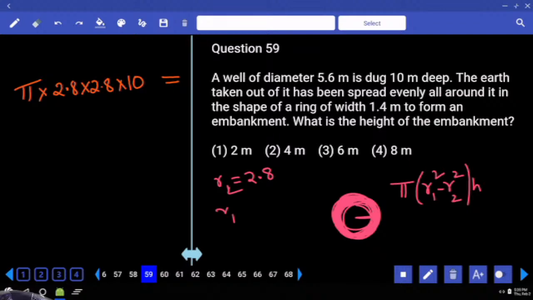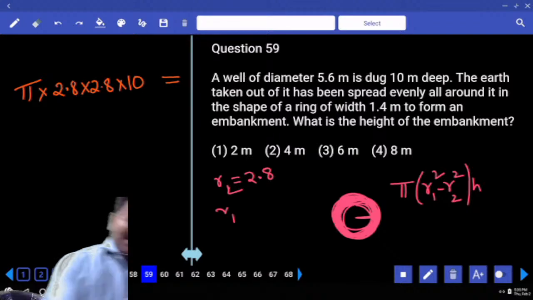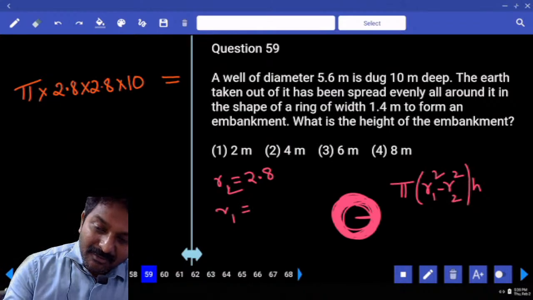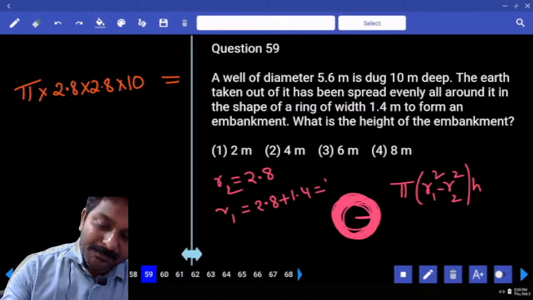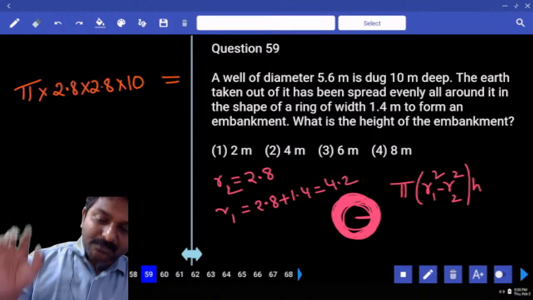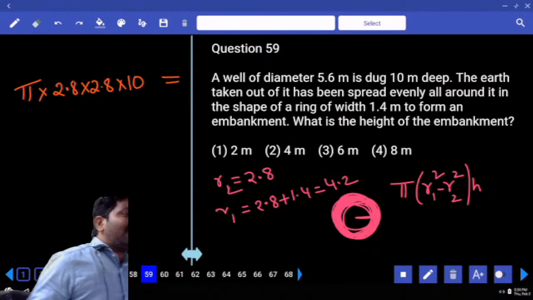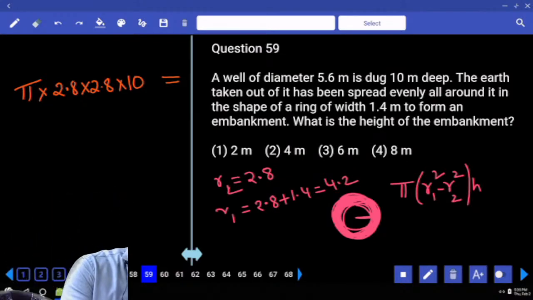This part is 2.8 and the width mentioned is 1.4. So now I will take r1 as 2.8 plus 1.4, which is equal to 4.2. So now we know the r1 value and then the r2 value. r2 is equal to 2.8, r1 is equal to 4.2.